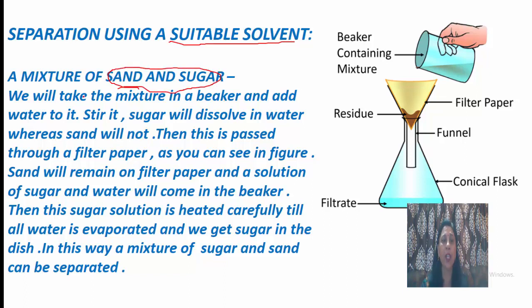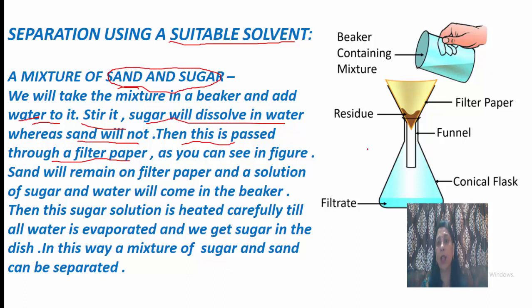Now what we will do, we will take the mixture in a beaker and add water to it. Water is the solvent here. We will stir it. When we stir it, what will happen? The sugar will dissolve in water, while sand will not. Sand will not dissolve in water. Then this is passed through a filter paper.